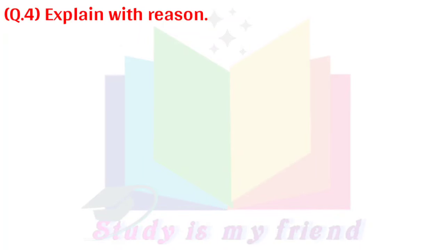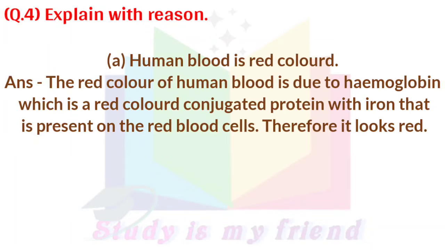Question 4. Explain with reason. A. Human blood is red colored. Answer. The red color of human blood is due to hemoglobin, which is a red colored conjugated protein with iron that is present in the red blood cells. Therefore, it looks red.